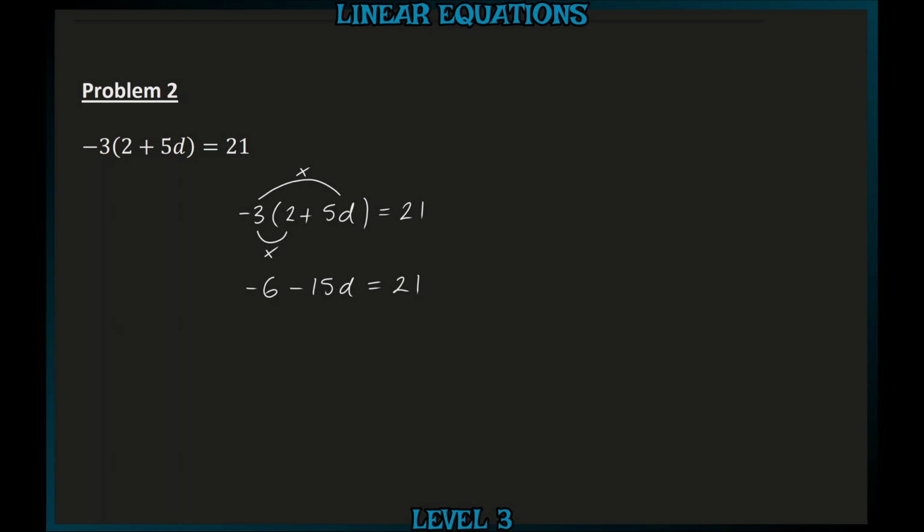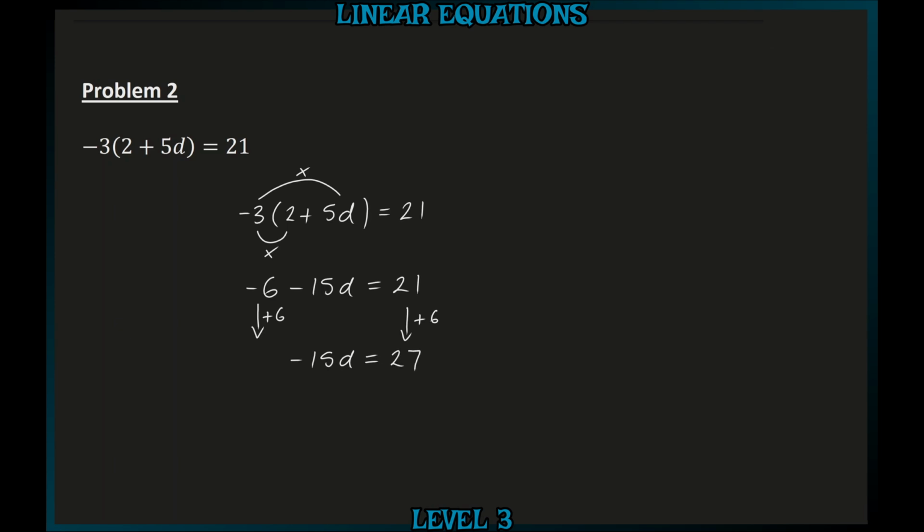Now looking back at the left, we want to remove the minus 6, and we do this by using its inverse, which is plus 6, and do exactly the same on the right. On the left, the minus 6 and the plus 6 cancel out, leaving us with minus 15d, and on the right, 21 plus 6 is equal to 27.